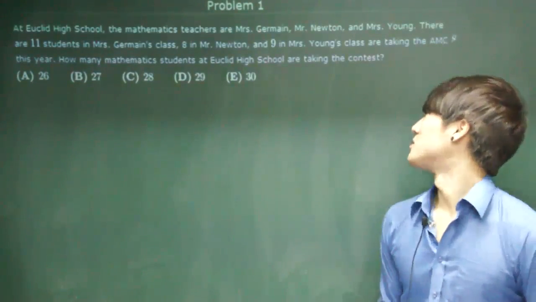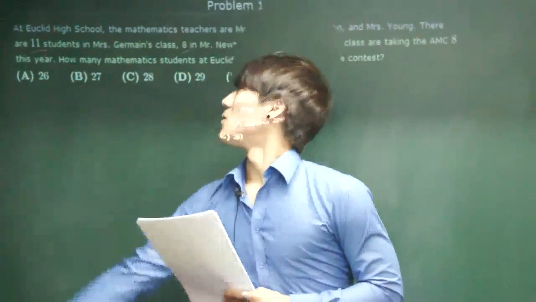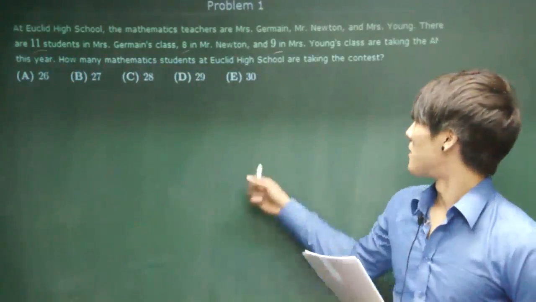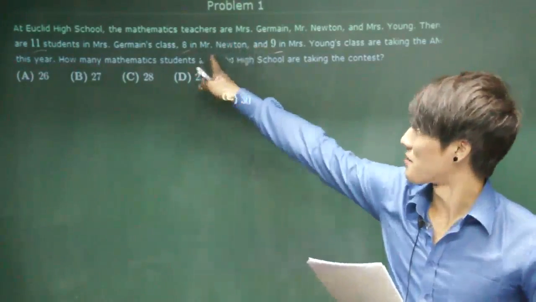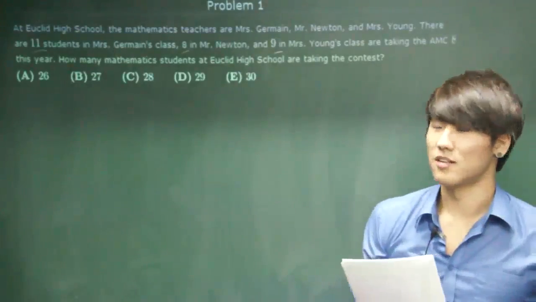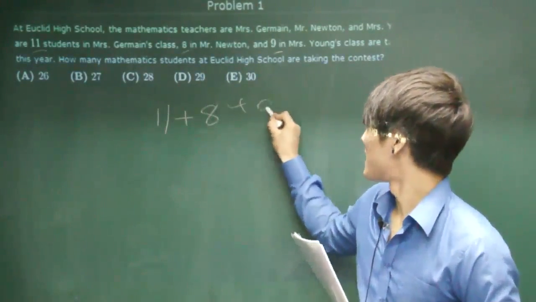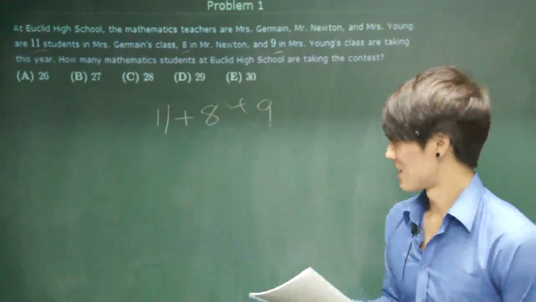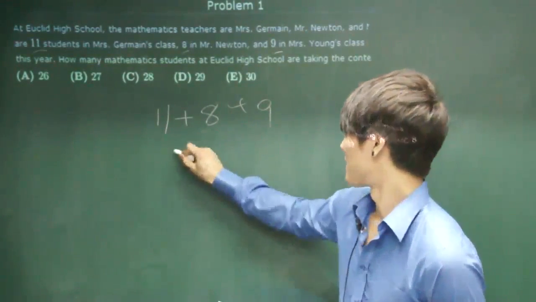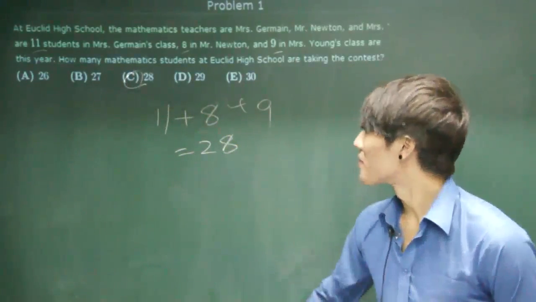Problem 1 is supposed to be easy. The question doesn't really matter. You'll just have to look at the numbers, because the question asks for how many mathematics students at Euclid High School. 11, 8, and 9. Really, really easy. 28. Choice C.